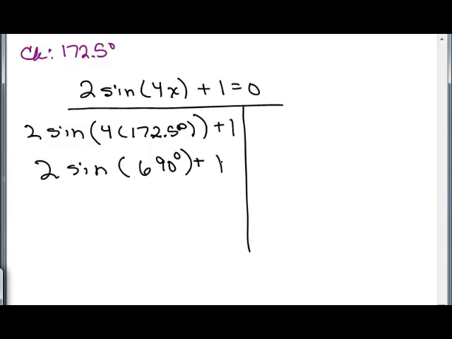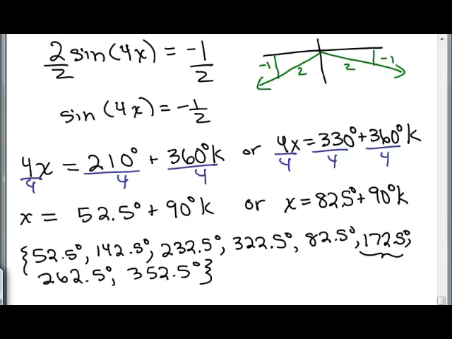Plus 1. And you could use a calculator if you want. Make sure that you've got it in degree mode, and you're going to put in the sine of 690 degrees to figure what that equals. And you should get negative 0.5. So that's 2 times negative 0.5, which is negative 1, plus 1, or 0. And so this is definitely a solution. So I just checked one of the solutions. You could check all 8 of them. They should all work as long as I added 90 correctly as I went along. And so these are our solutions right here, 8 of them.